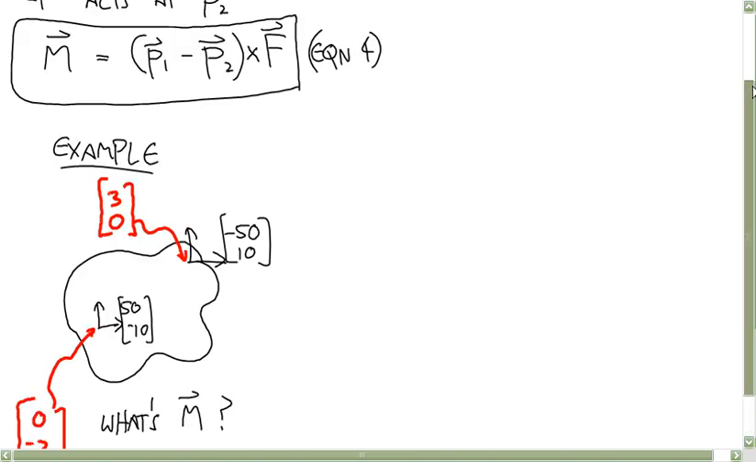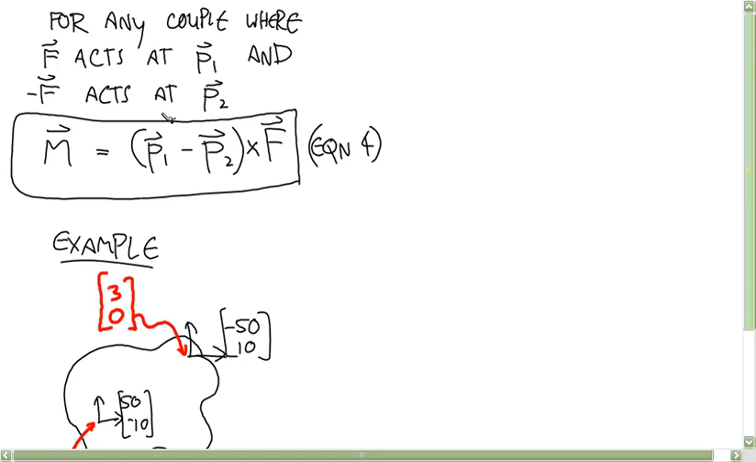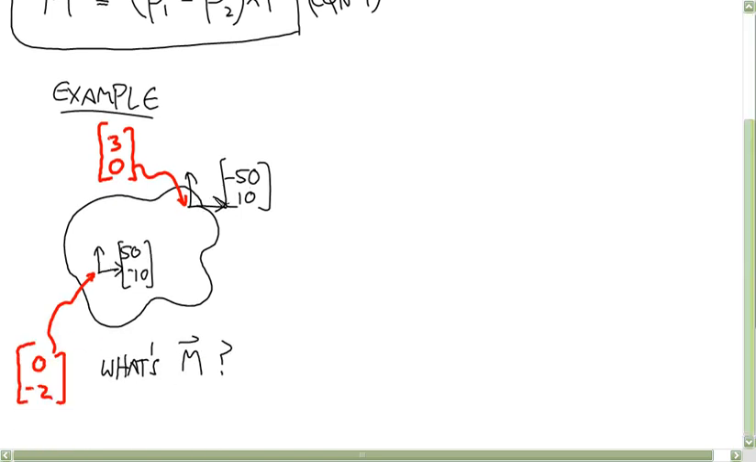And that brings up a question. It's all well and good when you're talking about variable names, right? So we have this nicely named positive variable F, and this nicely named negative variable negative F. But what happens in a case like this? This is a couple. They're equal and opposite forces. But which one do we call negative F and which one do we call positive F? Doesn't matter. That's exactly the thing. What matters is that whichever one you call positive F in using that formula, you associate that point with what you call P1 in the formula. Okay?